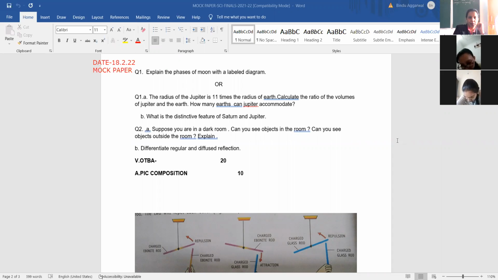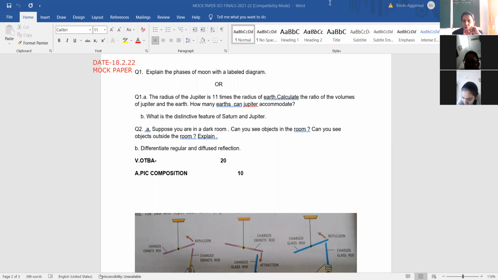The radius of Jupiter is 11 times the radius of the Earth. I think this question is from your book only. We need the ratio of the volume of Jupiter and Earth, because children, Jupiter and Earth are spheres. Can you tell me which formula we are using here? These are spheres, not circles. So which formula will we use? Here it is written that we need to calculate the ratio of the volume of Jupiter and the Earth.